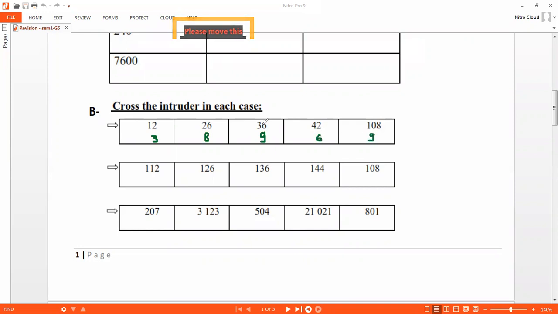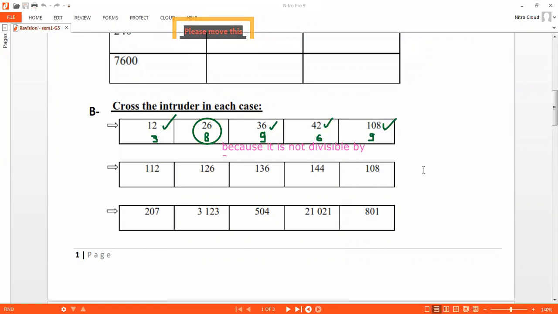So as you can see, guys, this number is divisible by 3. Also this number and this number and this number are divisible by 3. So the intruder is 26. So the intruder is 26 and we need to tell why. So we say because it is not divisible by 3. So all the numbers are divisible by 3 except 26. Let us look at the second set.